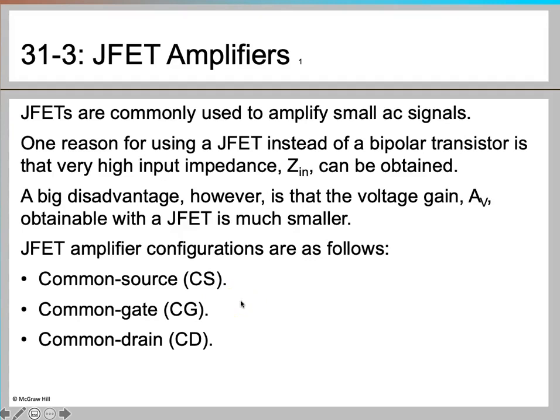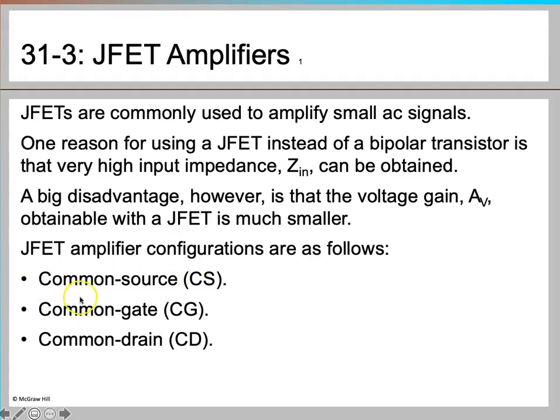JFET amplifiers are commonly used to amplify AC signals. If we compare JFET amplifiers with bipolar junction transistor amplifiers, we'll find that the input impedance in JFET amplifiers is very high compared to BJT amplifiers, and the voltage gain in JFET amplifiers is low compared to BJT. So that's the disadvantage of JFET amplifiers: they have low voltage gain.